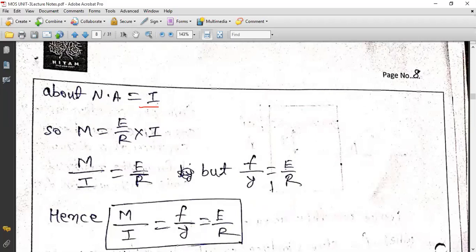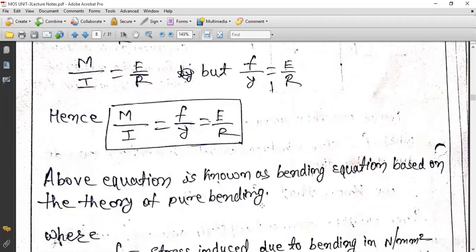So see, the right hand side of both equations are equal, so the left hand side is also equal. So M upon I is equal to F upon Y is equal to E upon R. So this is the bending equation, which is based on the theory of pure bending.